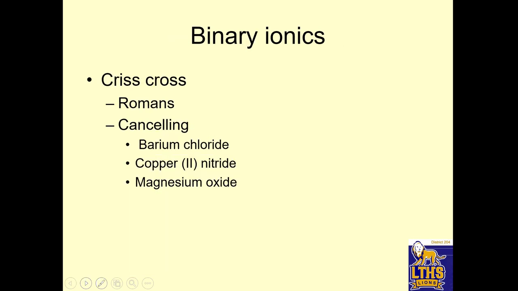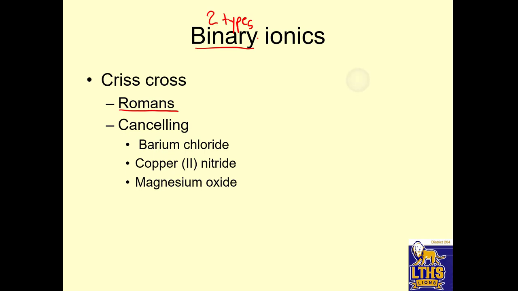All right. Binary ionic. You don't really need to know that it's binary, but binary just means there's 2 types. Not 2 atoms, 2 types. And what you can do for these is crisscross the charges. So you'll have Roman metals, which I'll talk about now. And the charges have to cancel.